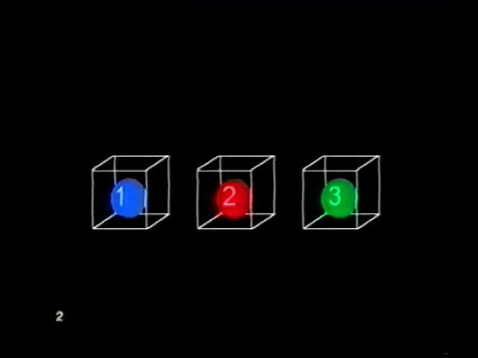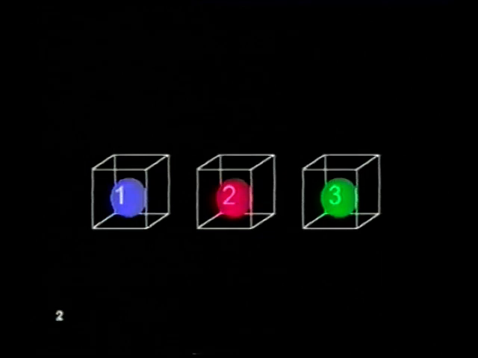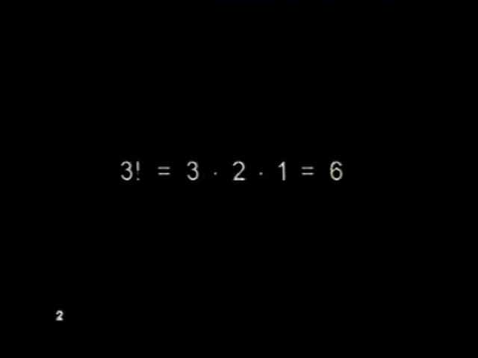But there is an easier way to find the number of ways the three balls can be arranged. We can use factorial notation. The number of different ways the three balls can be arranged in the three boxes can be found by simply solving 3 factorial. 3 factorial equals 3 times 2 times 1. The product of these factors is 6. Therefore, 3 balls can be arranged in 3 boxes 6 different ways.